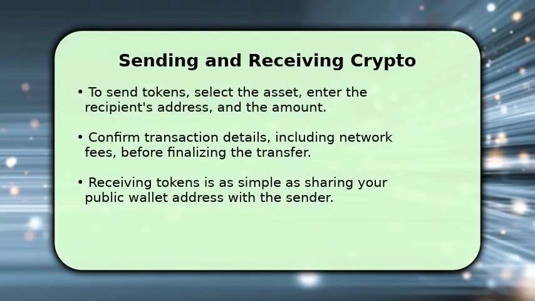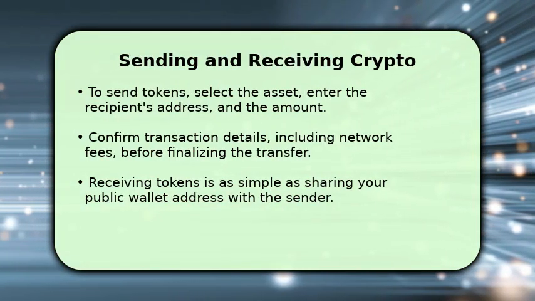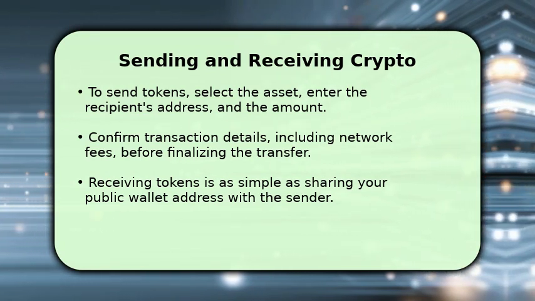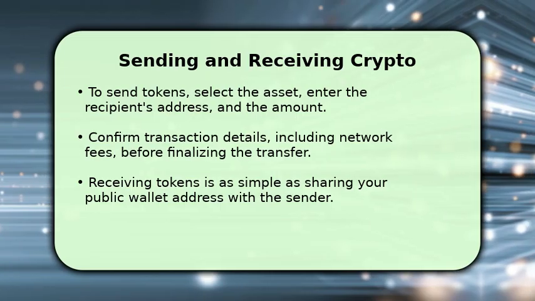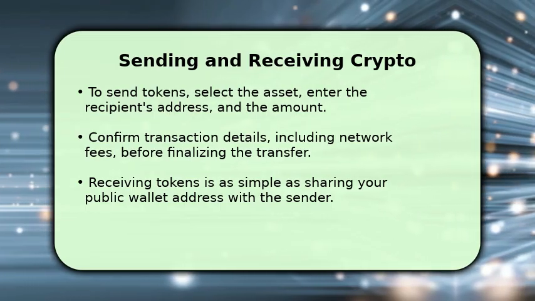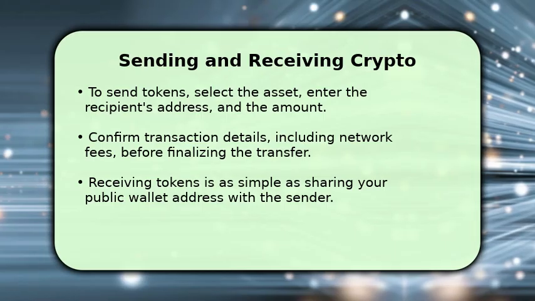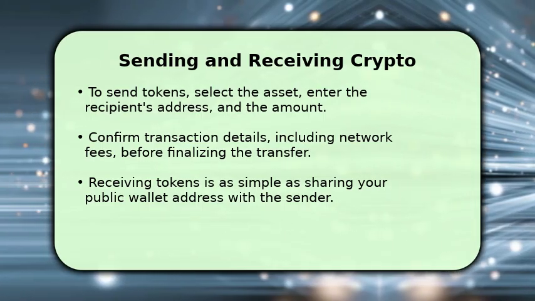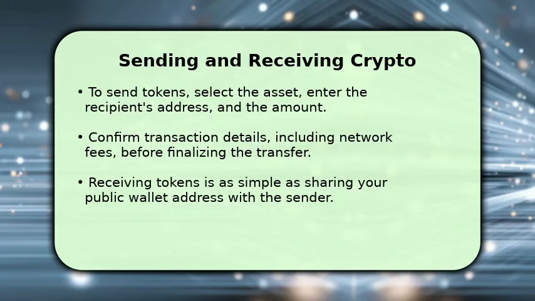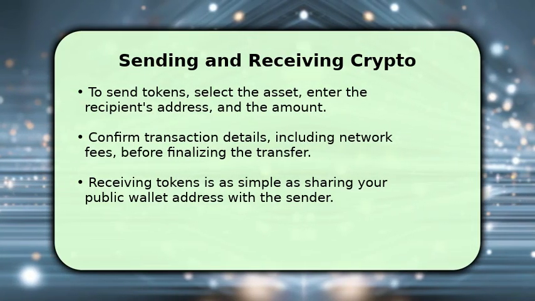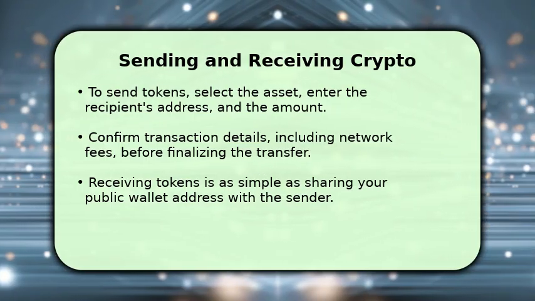Sending and receiving crypto with Phantom is straightforward. To send, select the token you wish to transfer, enter the recipient's wallet address, and specify the amount. Review all the transaction details, including the small network fee, before confirming. To receive, simply provide your public Phantom Wallet address to the sender. Always verify the address carefully to prevent any loss of funds during transfers.